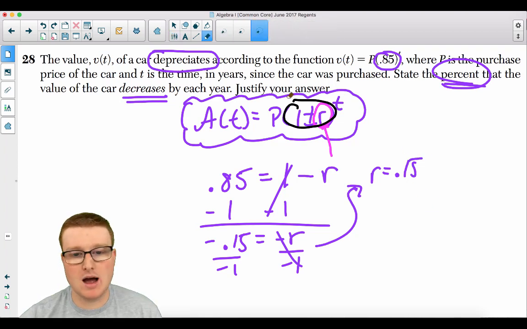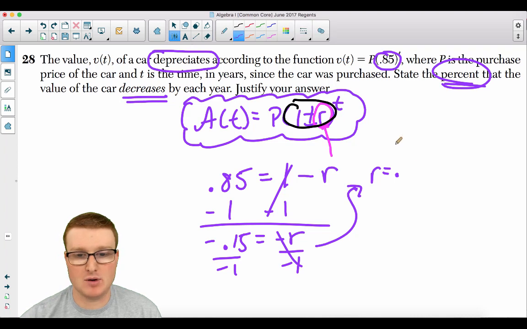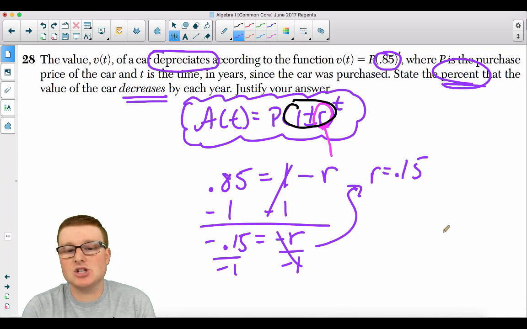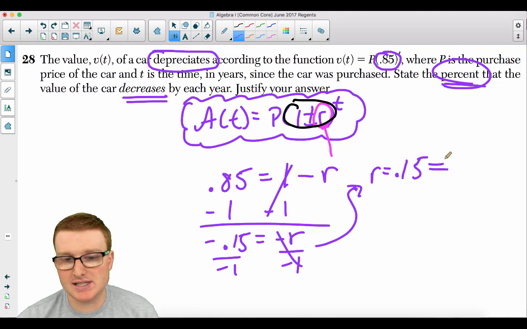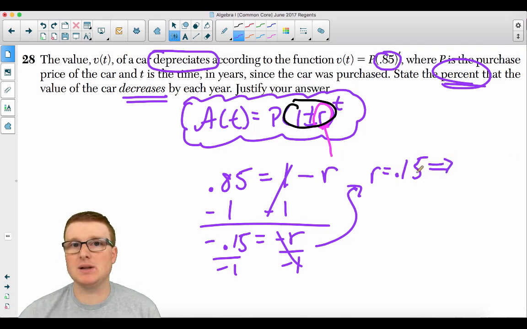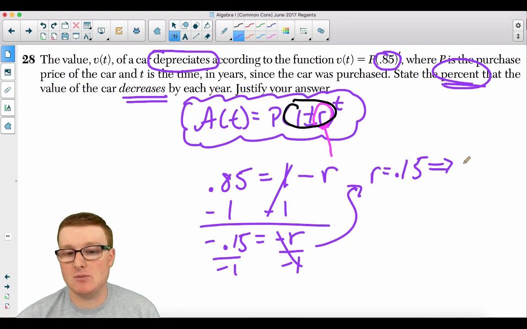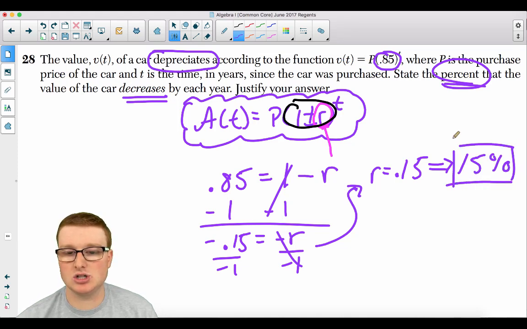But we have a problem here. Okay, we have a problem. It's asking you for the percent. State the percent that the value of the car decreases by. So you should know that this is a decimal. To convert this to a percent, you move the decimal place 2 places to the right, really, okay? And that will give you an answer of 15%. And ladies and gentlemen, that is the answer to this question, 15%.